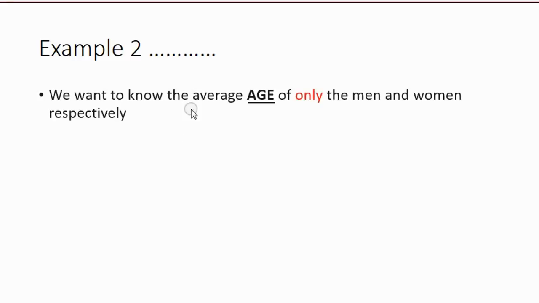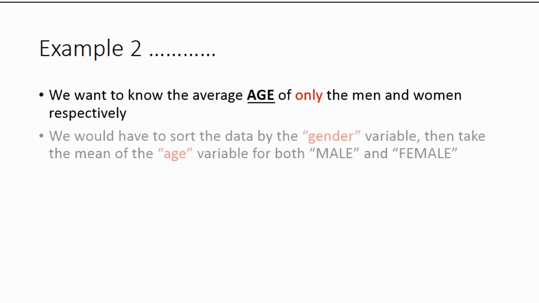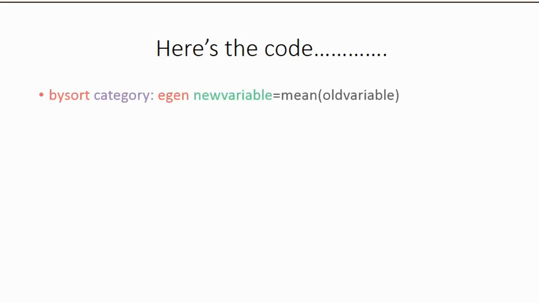Now let's try example 2. We want to know the average age of only the men and the women respectively. Average age means we want the mean age. We would have to sort the data by gender and then take the mean age for both male and then female. So here's the code.